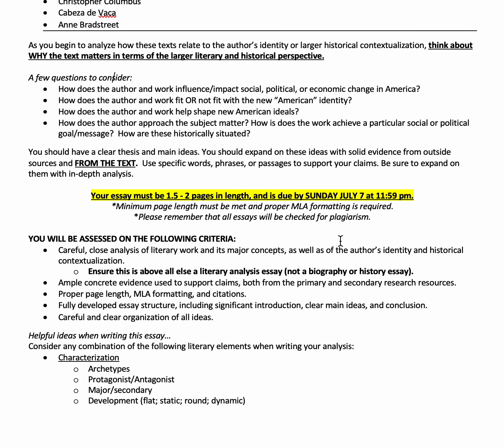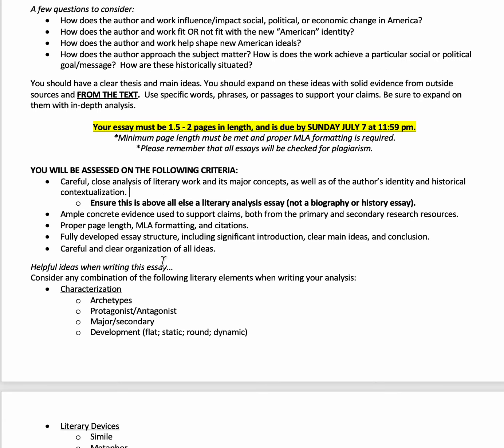And remember that everything, of course, is checked for plagiarism. You guys have access to the plagiarism reports pretty much immediately after you submit your assignments. So you'll be able to see what I see. Remember that it also does check for AI.